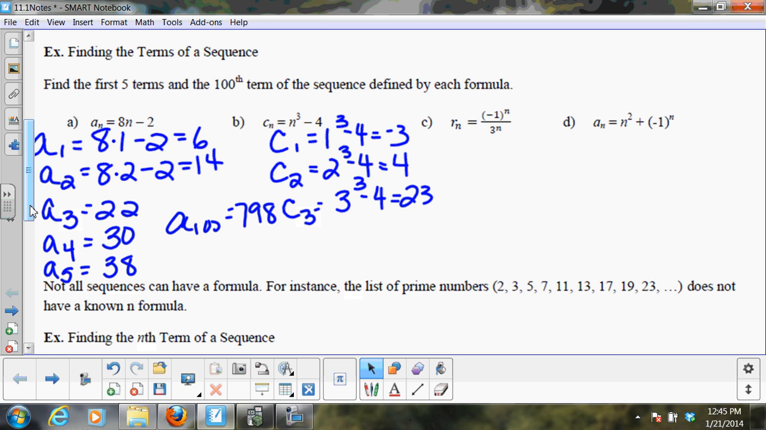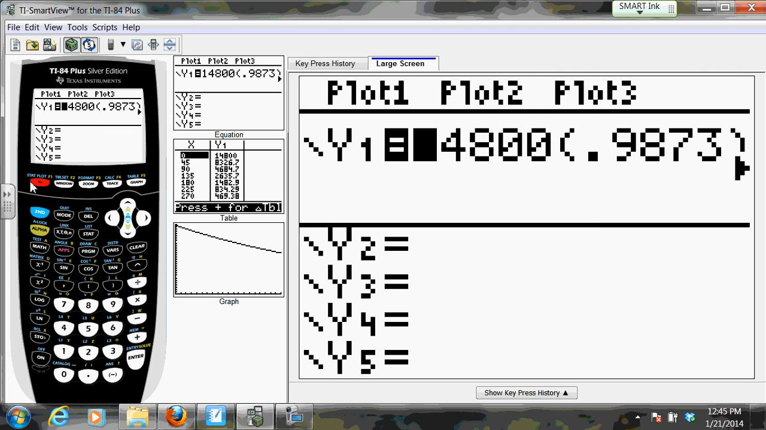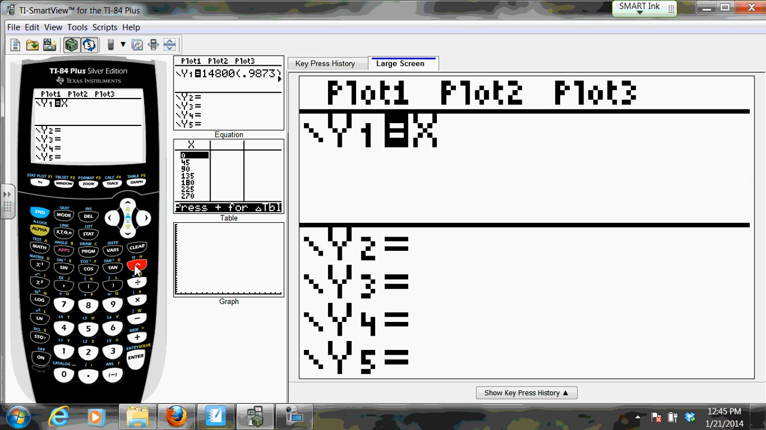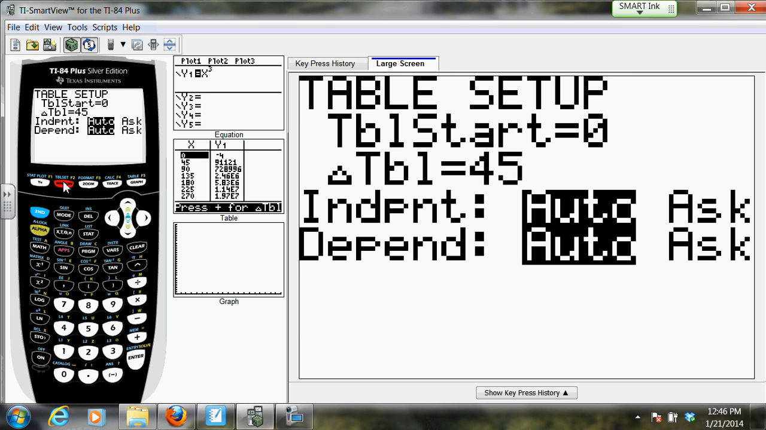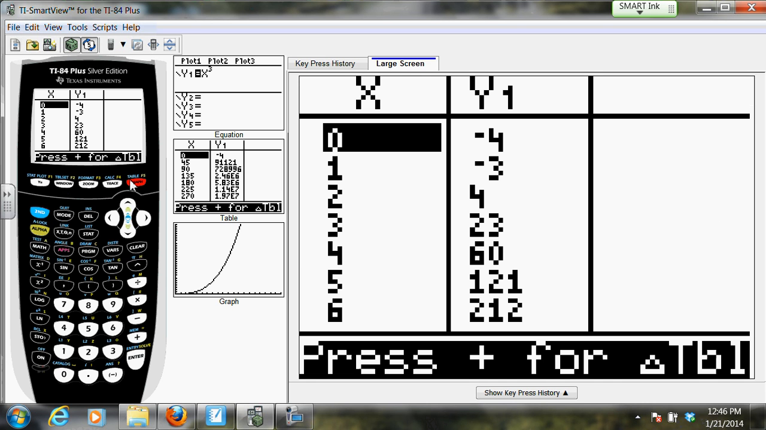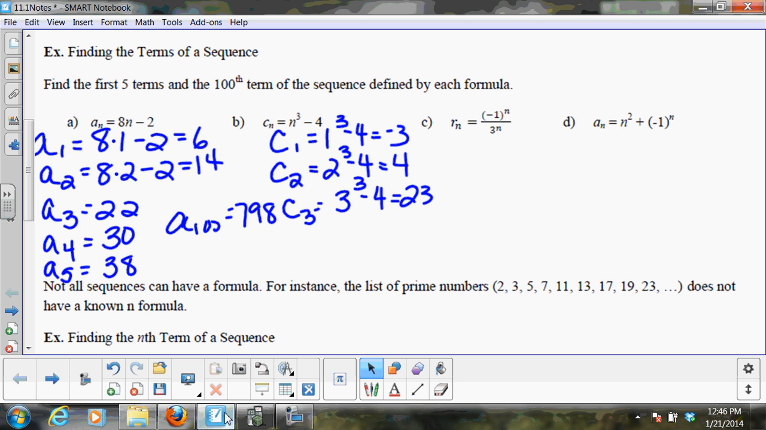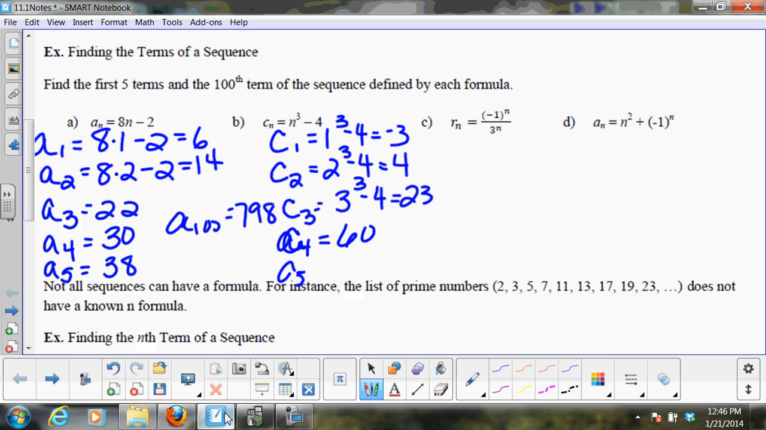One way to figure this out is you can use your calculator. Go to y equals, clear this out, and I'm going to put in x to the third minus 4. Go to my table. Let me change my table. There's my first 3 terms. Negative 3. Right there. There's my first 5 terms. Fourth term is 60. Fifth term is 121. And then the 100th term, 99,996. So you could do that for the rest of these.